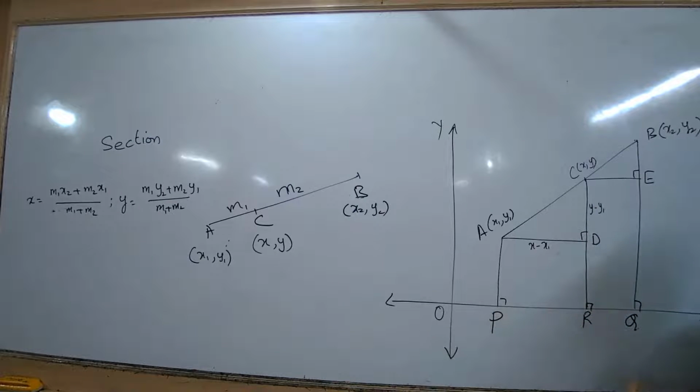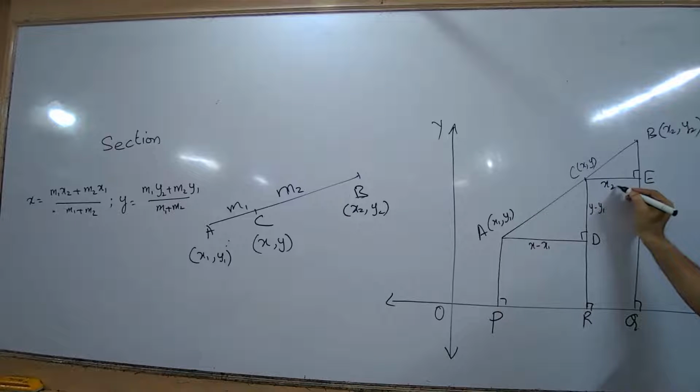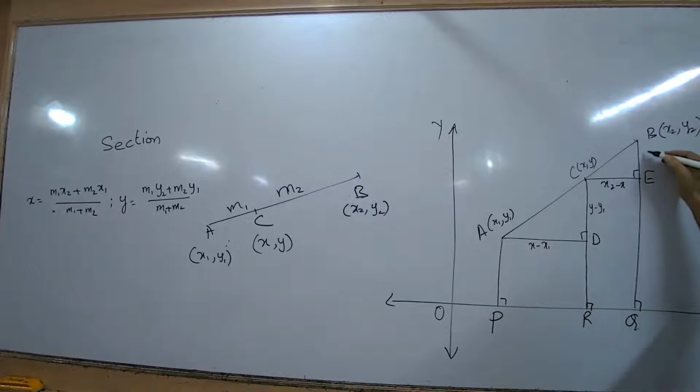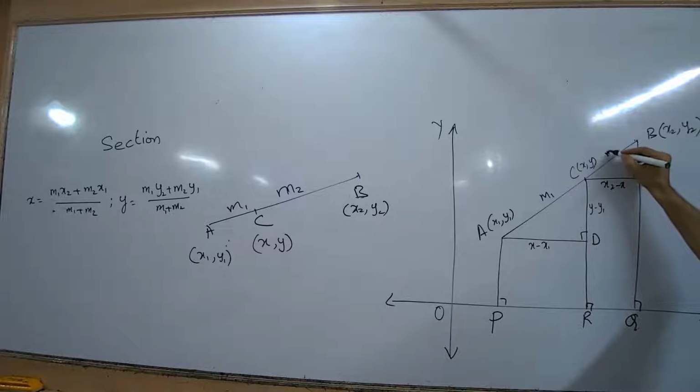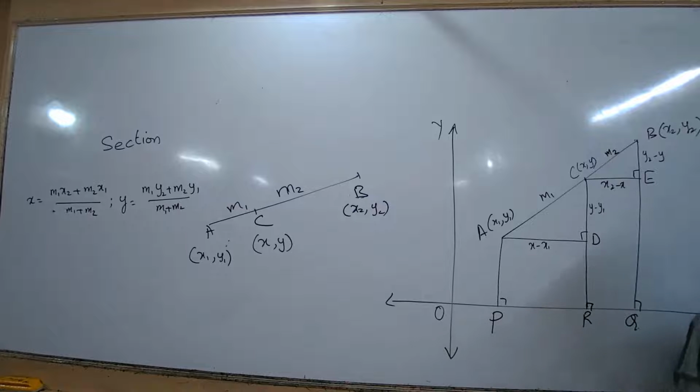How did you get y minus y1? Next, do you know what will be QR? x2 minus x. Therefore this also is x2 minus x. And what will be BE? y2 minus y. You're all smart people. And the ratio is m1 to m2. This much is clear.